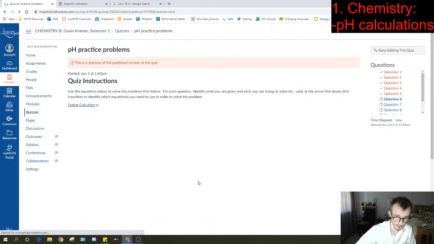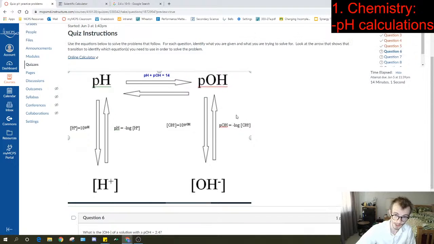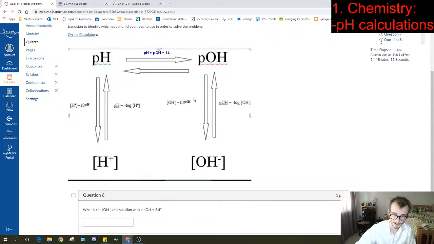I bet you can see where I'm going with the next problem. I'm going to do the same thing, but with OH minus. Same way as I took OH minus and turned it into pOH by just slapping the log function on it, I have to undo that. And the way I undo that is by using 10 to the whatever power.